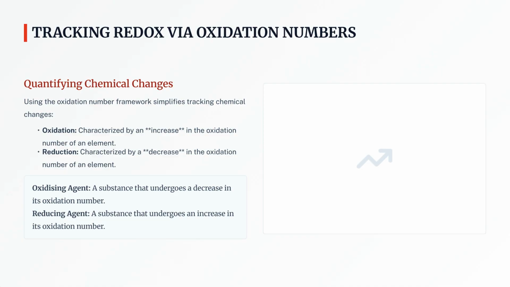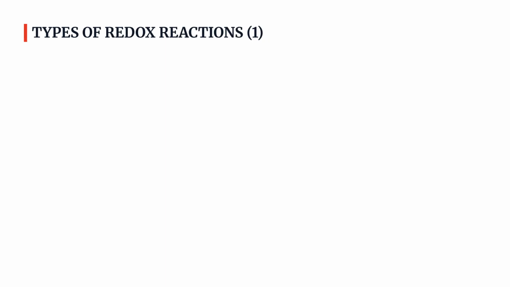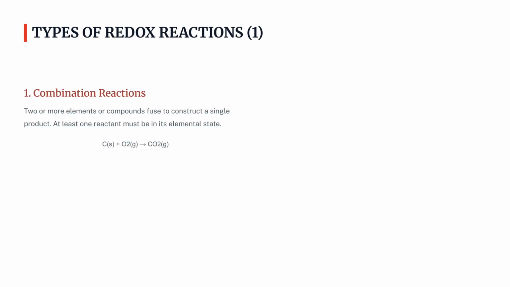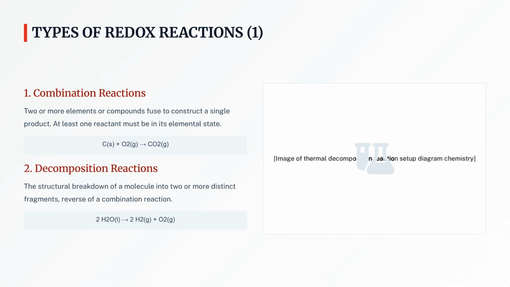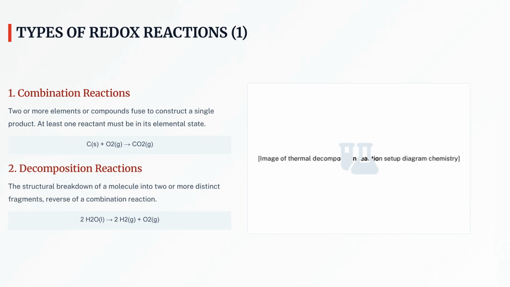Oxidation is an increase in the number, while reduction is a decrease. Substances that cause these changes are identified as oxidizing or reducing agents. We classify redox reactions into types. Combination reactions involve reactants fusing into a single product, while decomposition reactions are the reverse, breaking a molecule into fragments.